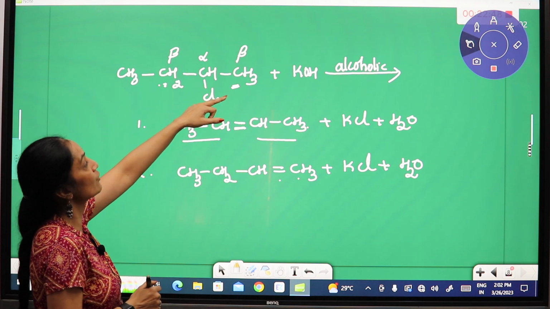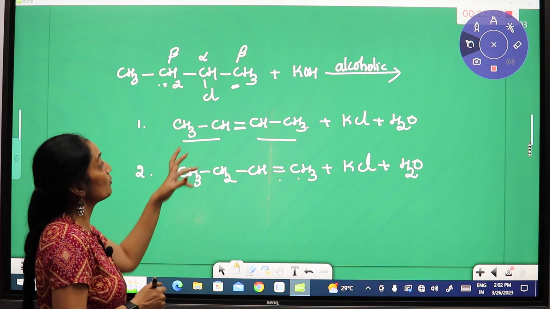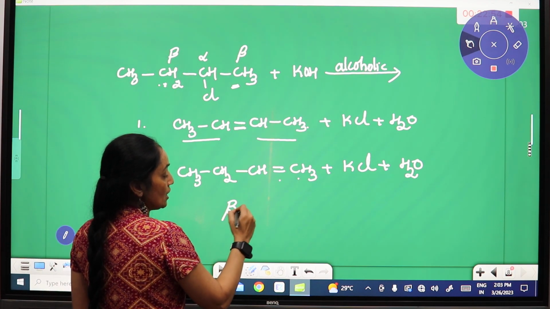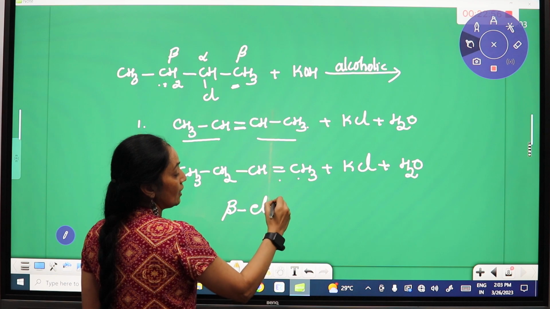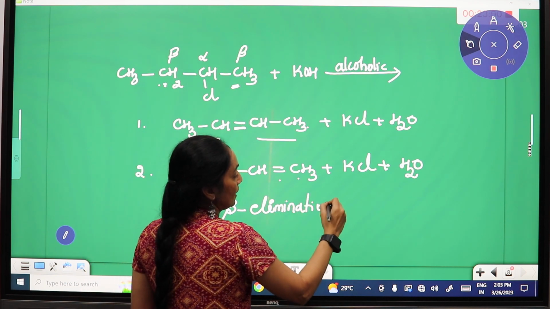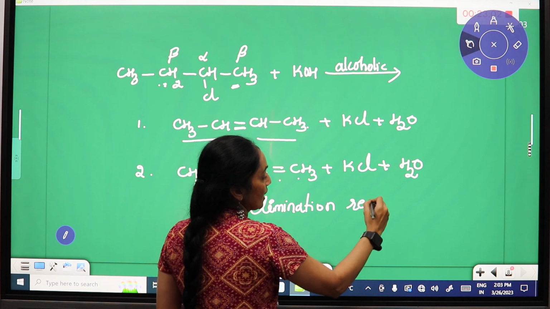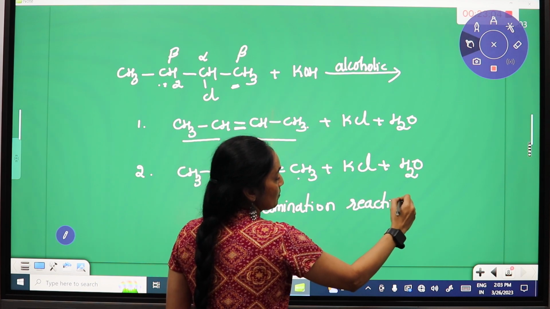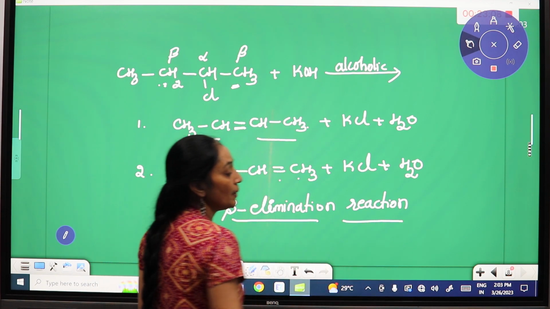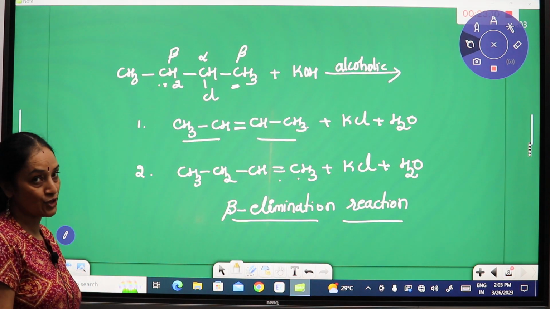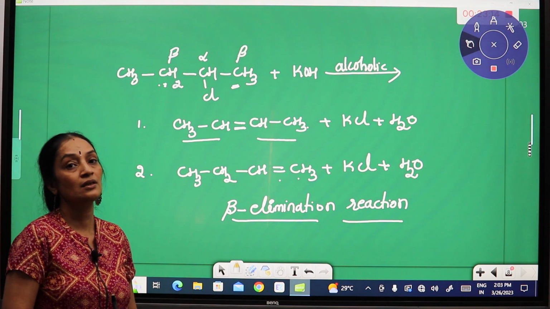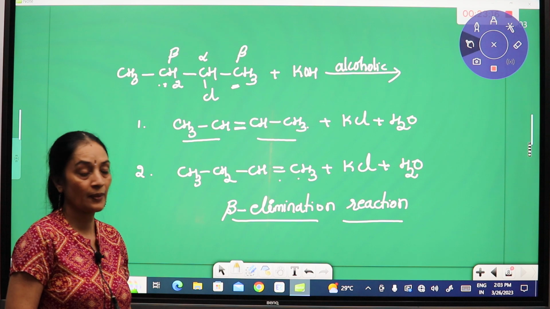Since we are removing hydrogen from the beta carbon, this particular reaction is also called a beta elimination reaction. This reaction is also called beta elimination reaction, okay. So this is one of the chemical properties of alkyl halides.